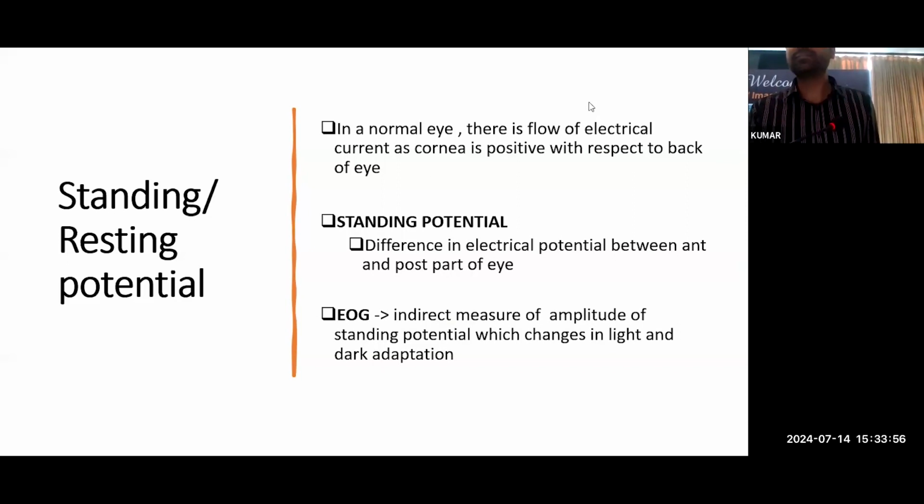In a normal eye, there is a flow of electric current between the front and the back of the eye, as the cornea is positive with respect to the back of the eye. The difference in electric potential between the anterior and posterior part of the eye is called the standing or resting potential.